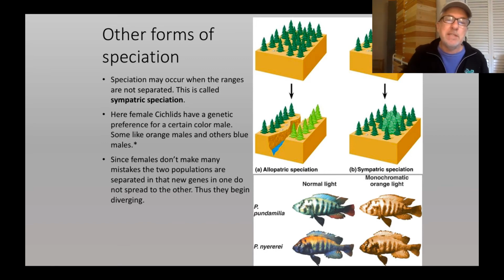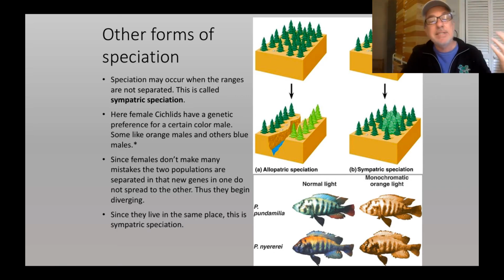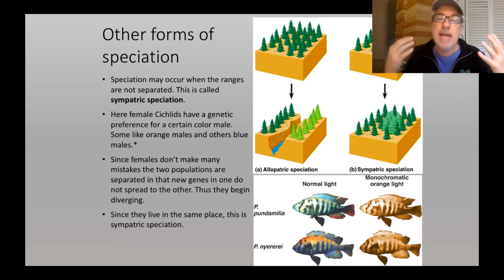We know this because of an amazing experiment that was done where the male and female fish were put in tanks with monochromatic light so the females couldn't tell the color of the male. And then she mated with either color male. It was only when she was in normal light that she would choose the male that she genetically preferred. And since they live in the same place, this now is sympatric speciation.